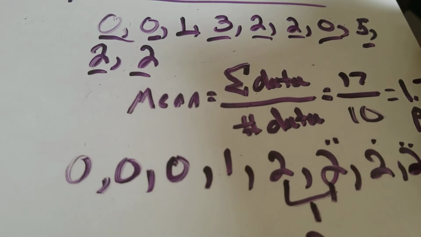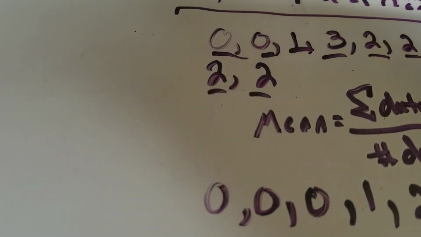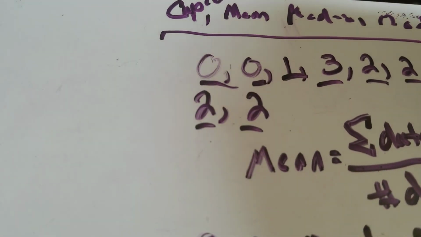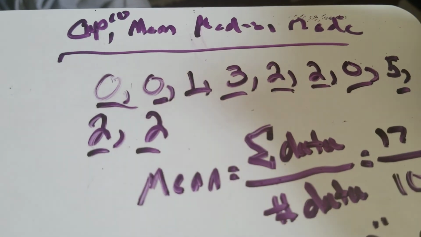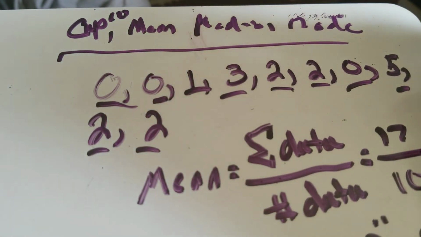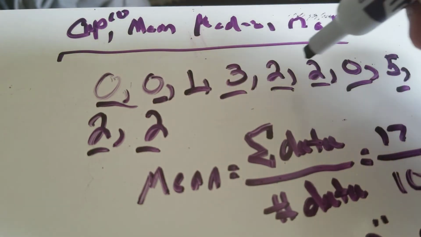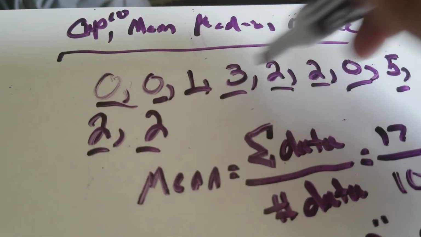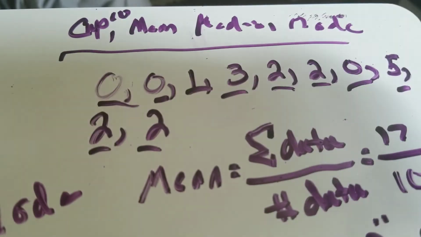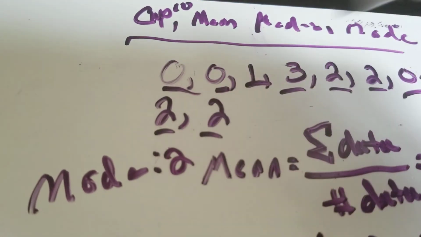And then our mode. What's the most common? Mode means the most common. So which one out of this data happens the most often? Well, 0 happens 3 times, but 2 happens 4 times, and everything else happens 1 time. So our mode here is going to be 2.